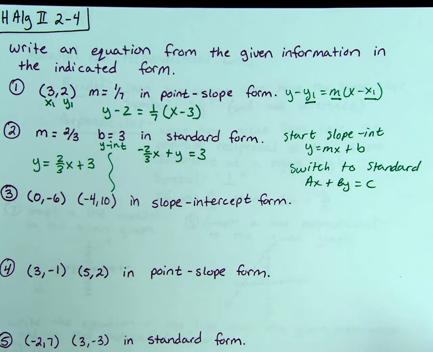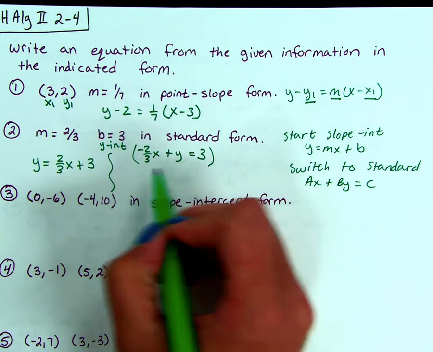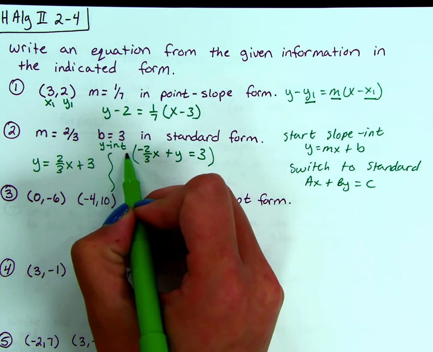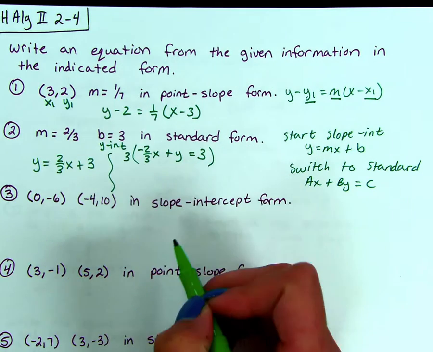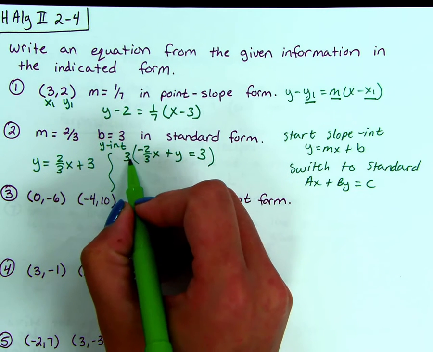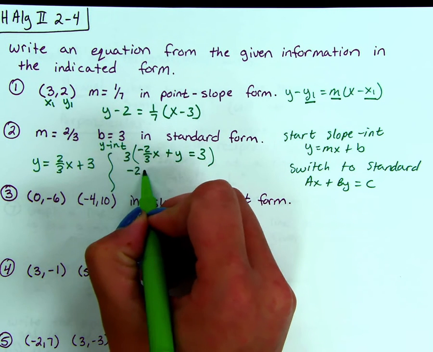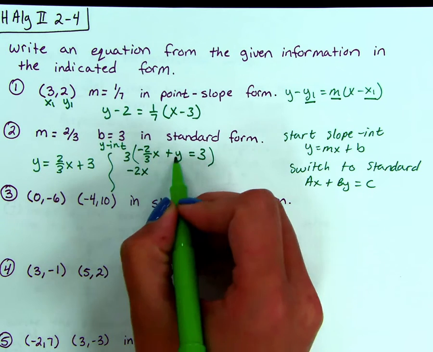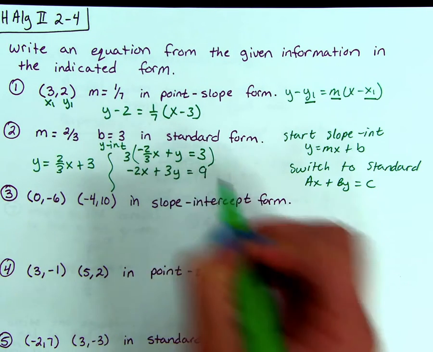Okay. Now we're not allowed to have fractions, so our next step is to get rid of the fraction. We're going to do this by multiplying by the denominator. So we're going to multiply everything by 3. We're going to distribute that into everything. So 3 times negative 2 is negative 6, divided by 3 is negative 2, so negative 2x. 3 times y is 3y. 3 times 3 is 9.